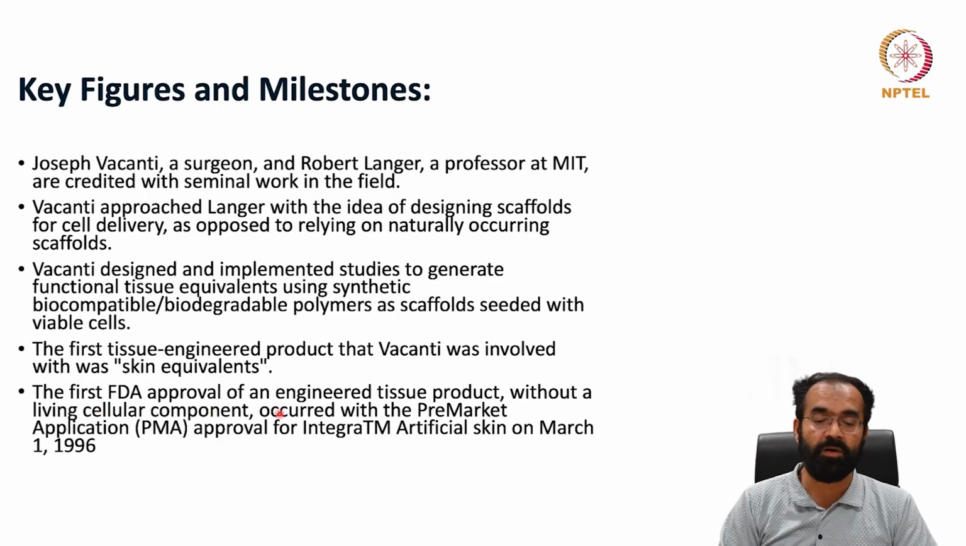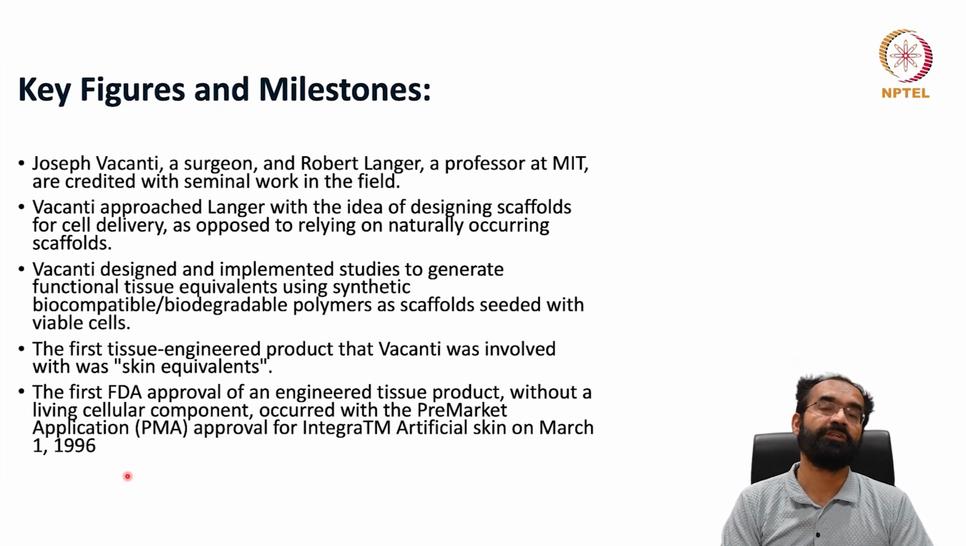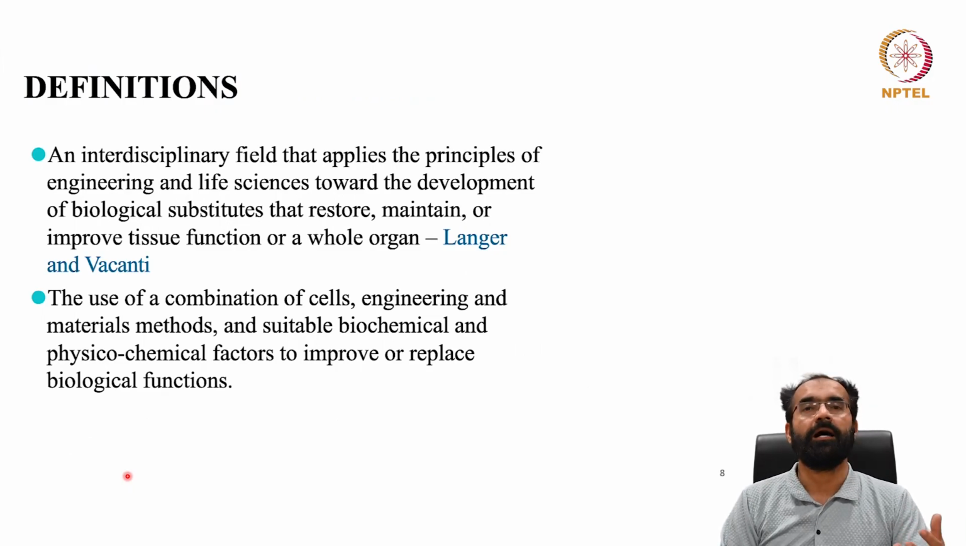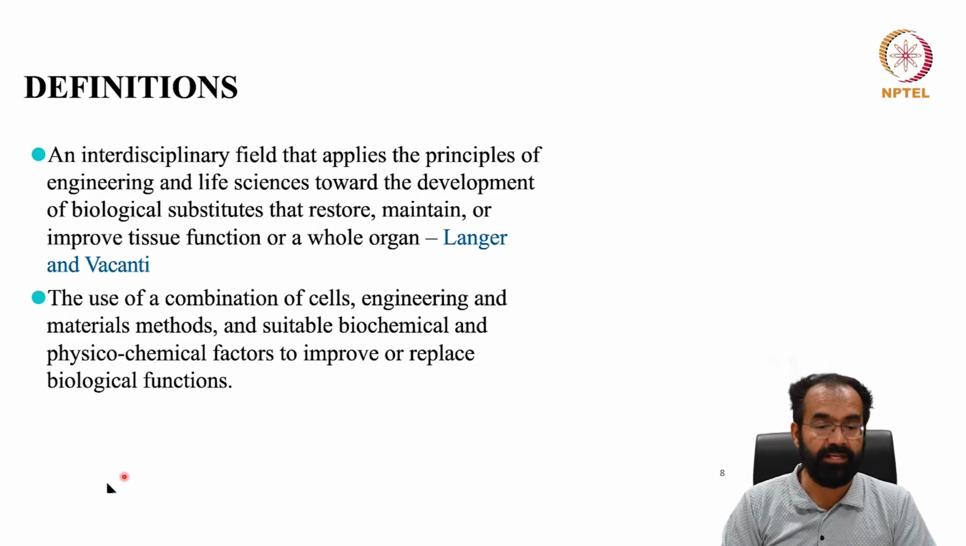The first FDA approval for an engineered tissue product without a living cellular component occurred with the pre-market application, also known as PMA, approval of Integra artificial skin in March 1996. So this is another angle of tissue engineering. You are fixing a tissue without any biological origin material. These days people are also making cornea substitutes. You don't need a cornea from a living organism. One option is to culture the cornea from the limbal cells. The other option is to use artificial material.